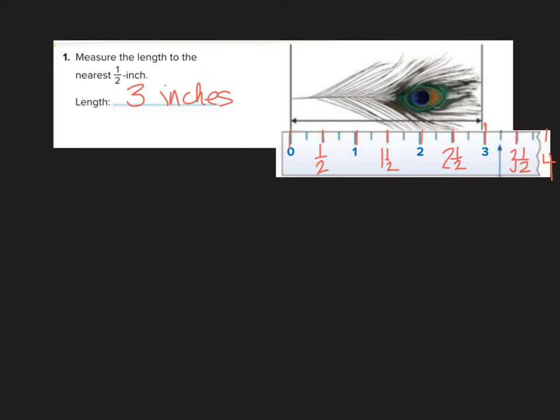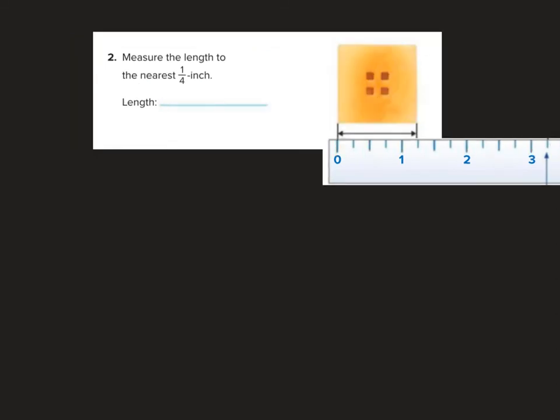Okay. Measure the length to the nearest 1/4 inch. Okay, so we have 1/4, 1/2, 3/4, 1. 1 1/4, 1 1/2, 1 3/4, 2. I already passed it. So obviously we can see it measures real close to 1 and 1/4 inches.